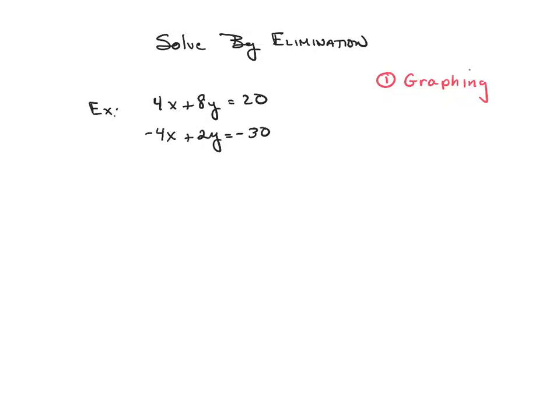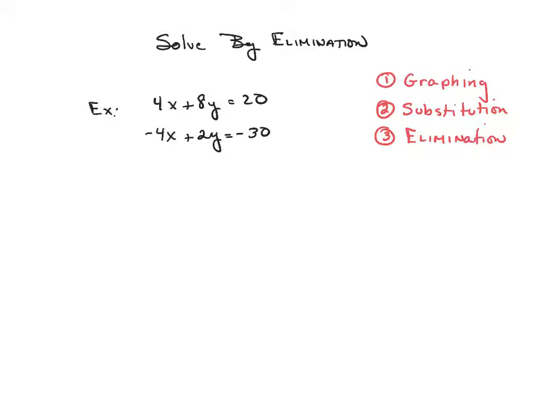Then yesterday, we used method 2, which was substitution, which involved plugging one equation into the other one. And here's our third method, and that's elimination. Now, elimination, there's many ways to do it. You can do it with subtraction or addition. We're just going to work with addition because I think it makes things easier.